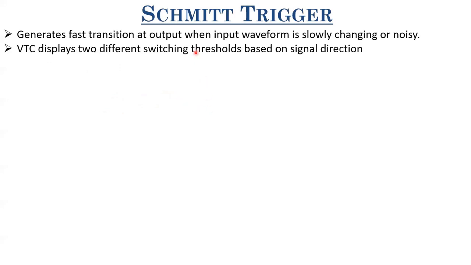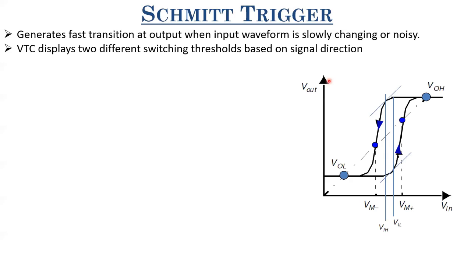So what's special about the Schmitt trigger? A Schmitt trigger basically displays two different switching thresholds, two different VMs, depending upon the signal direction of the input. So this is a common VTC of your Schmitt trigger circuit. Here you can see that when the input is going from 0 to 1, you have one VM, which we call VM plus, and when the input is going from 1 to 0, you have a different VM, which is called VM minus, right?